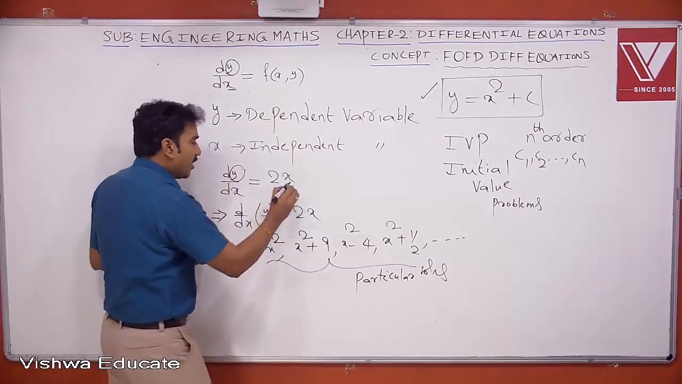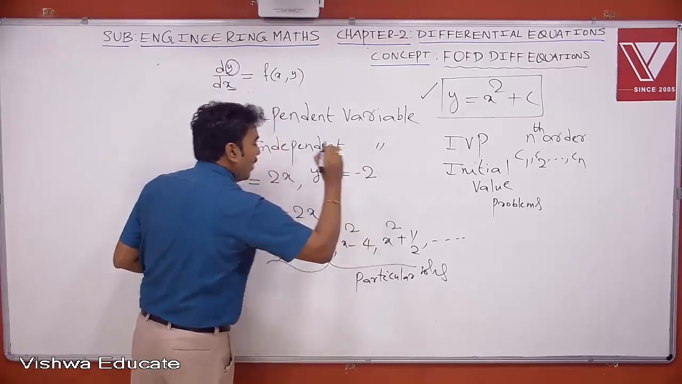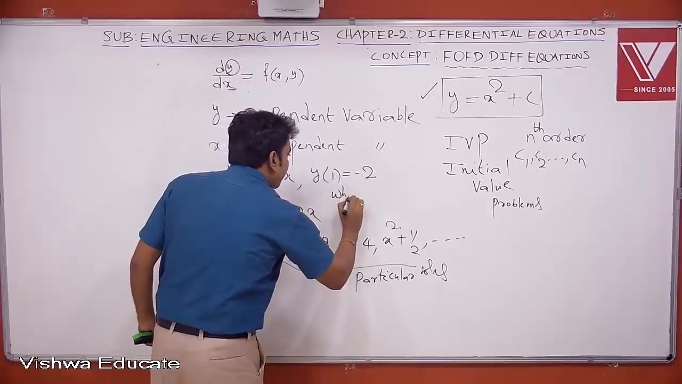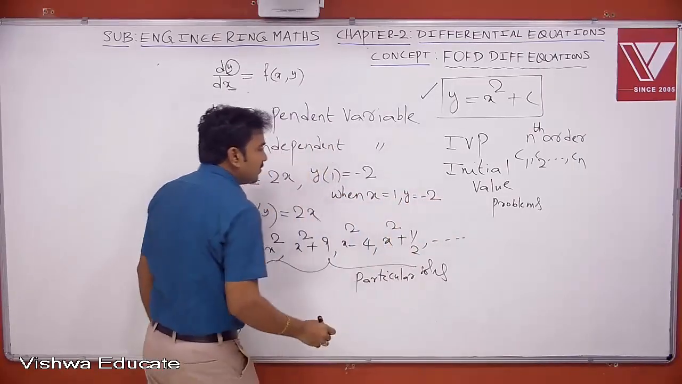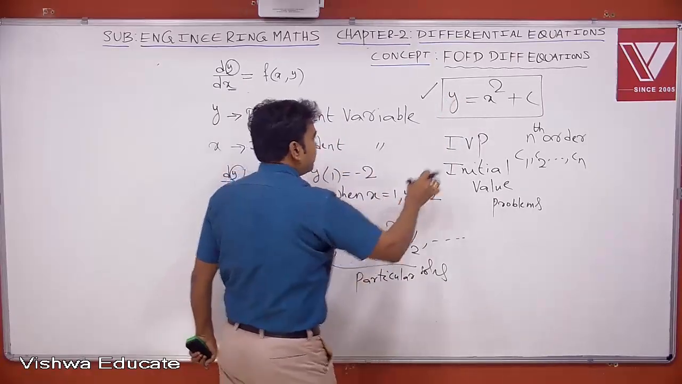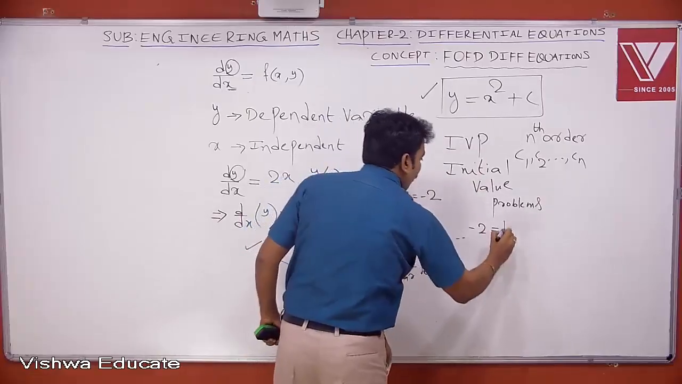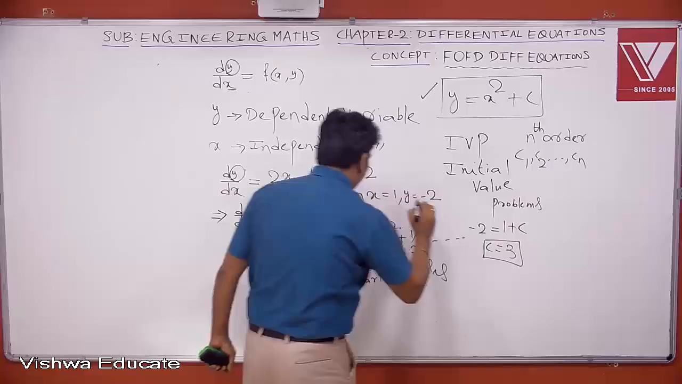Now let us see how to get these solutions. I am giving one boundary condition. The boundary condition is like this. For example, y of 1 equal to minus 2. What does it mean? When x is 1, y equal to minus 2. Now in this general solution, replace y by minus 2 and x by 1. Y value is minus 2, x value is 1, so 1 plus c. Therefore c equal to 3. So this is the way to get the solution.